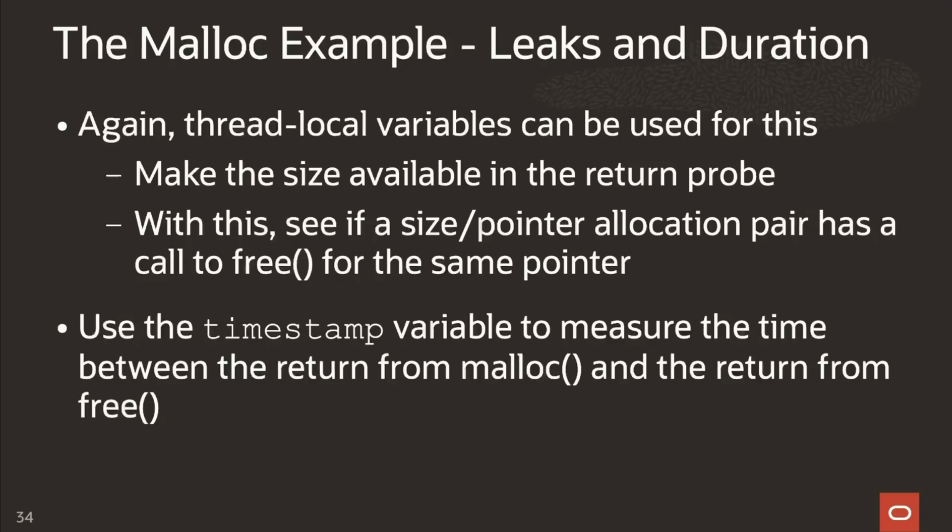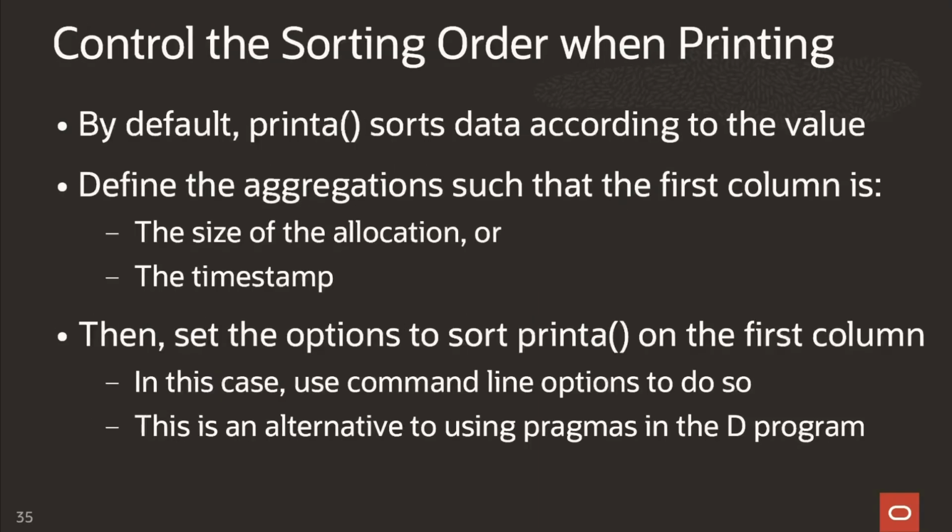For the timings, I'm going to use the timestamp variable so we can measure the time between the return from the malloc and the return from the free. Before I show the D program, I want to talk a little bit about a choice that I made regarding printa. By default, printa sorts data according to the value. But that's not what I want in this case. So what I've done, I defined the aggregations such that the first column is either the size of the allocation or a timestamp. And then I'm going to set options to sort printa on the first column. That means my results will be sorted either according to the size of the allocation or the timing.